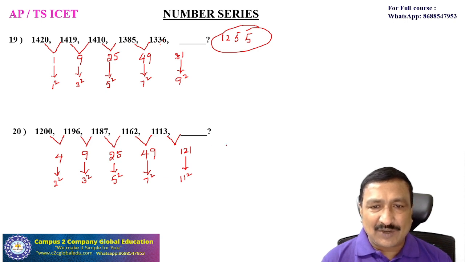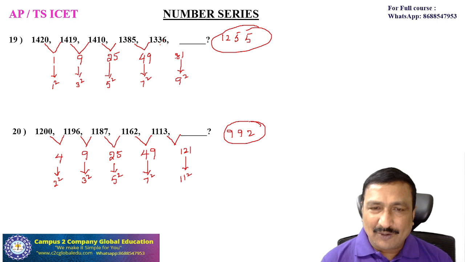So 3 minus 1 is equal to 2. Here 1 and 2, that means 11 minus 2 is equal to how much will come? 9. And here 0, 10 minus 1 is equal to 9. So the answer for this question is 992, friends. Okay now friends, we'll go to the next problem.